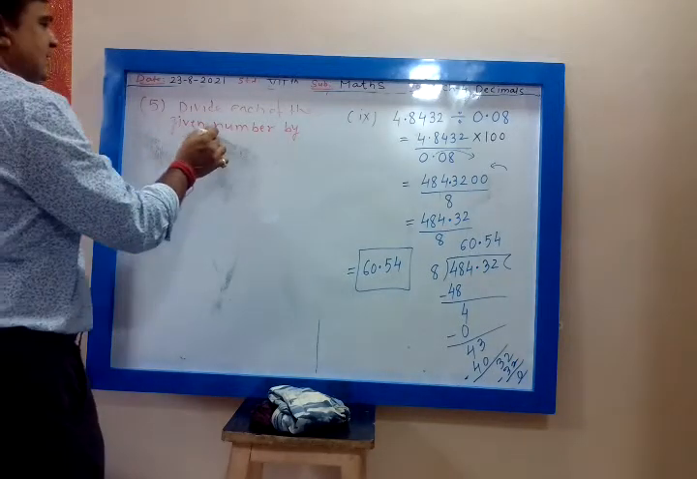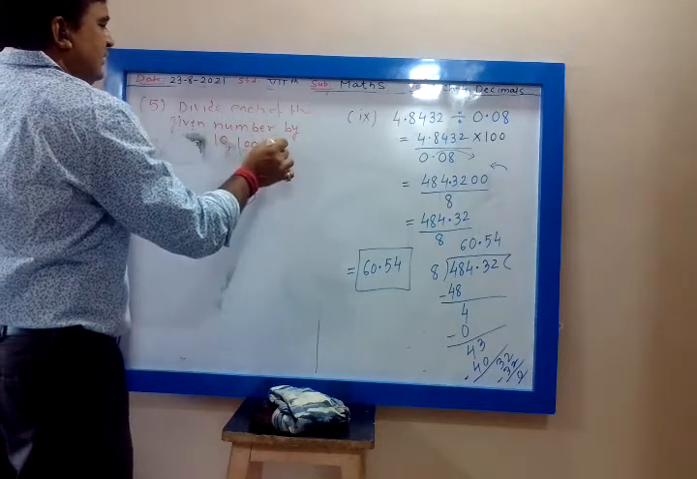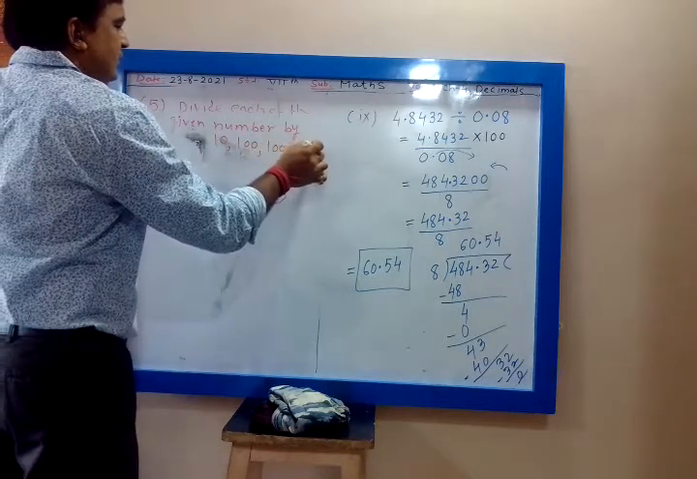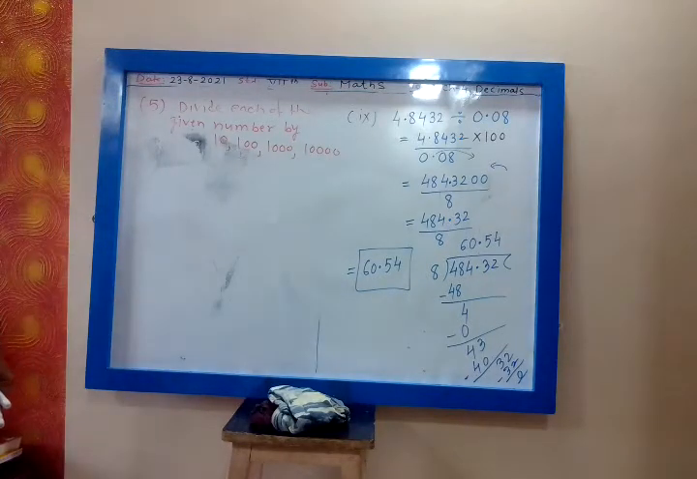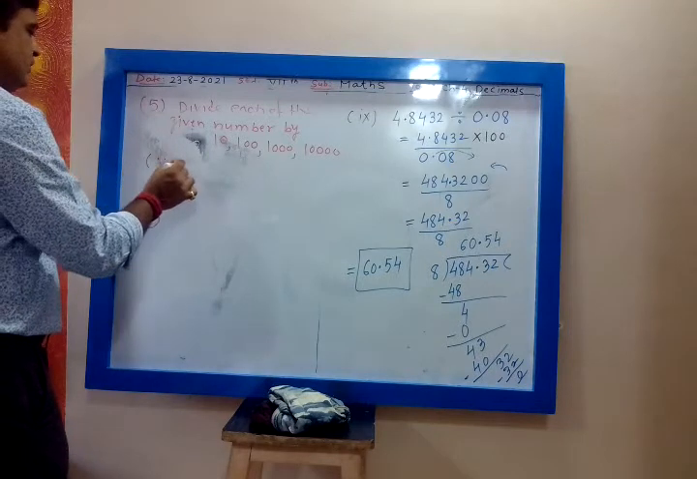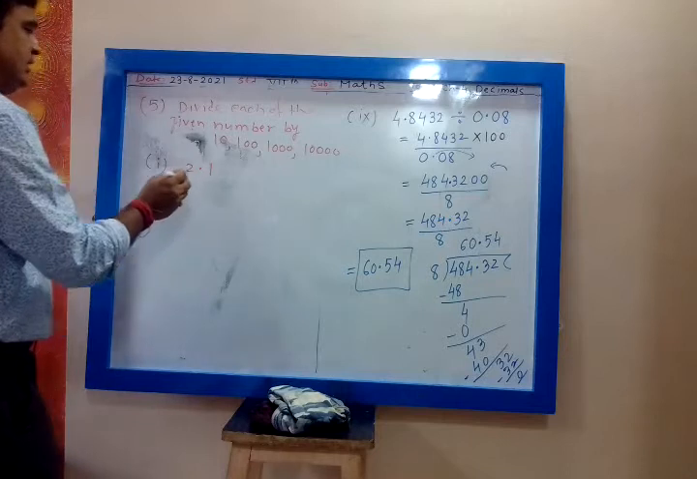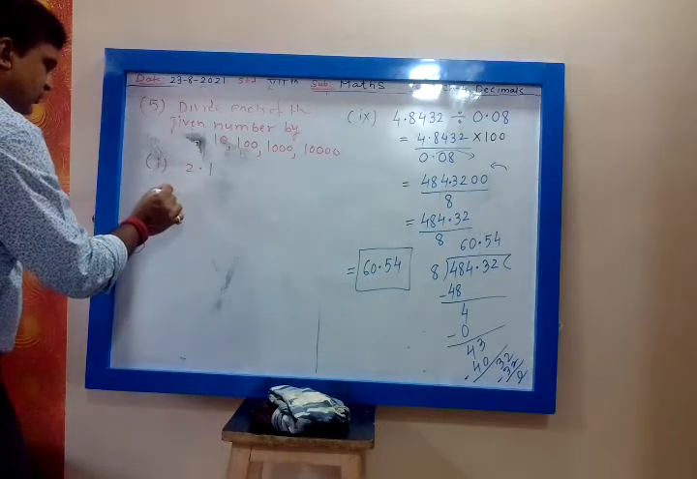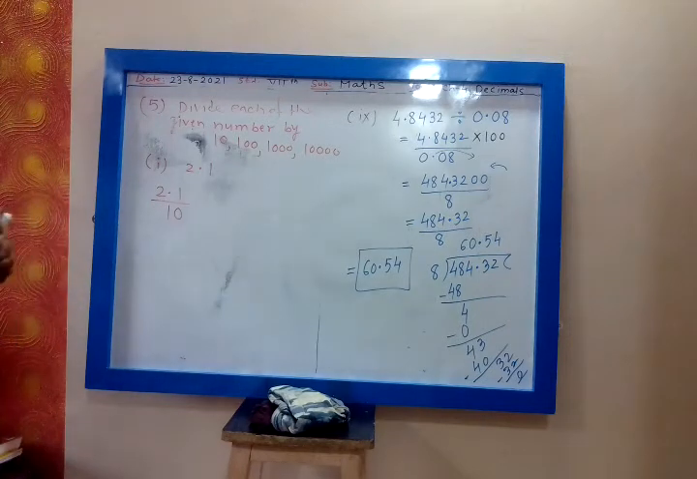10, 100, 1000 and 10,000. Okay, let me do one problem. First it is 2.1. Now we want to divide 2.1 by 10. So let us do 2.1 divided by 10. So what you will do? Tell me.